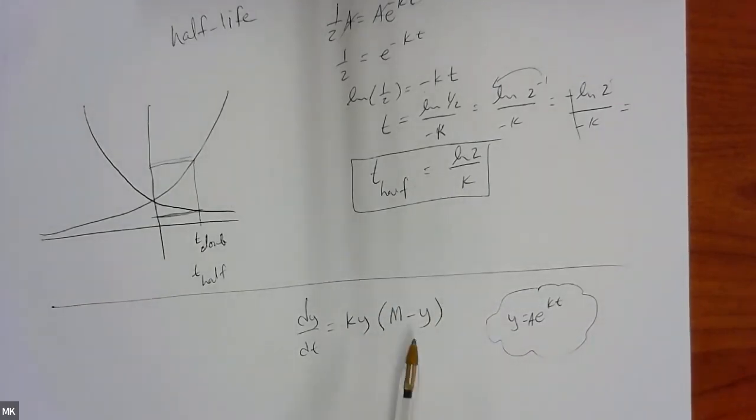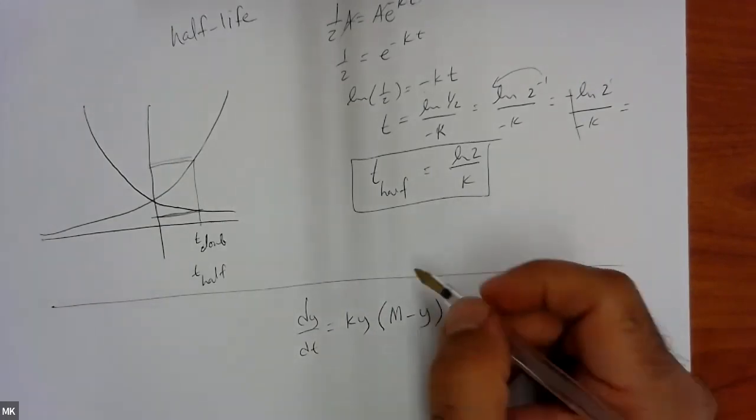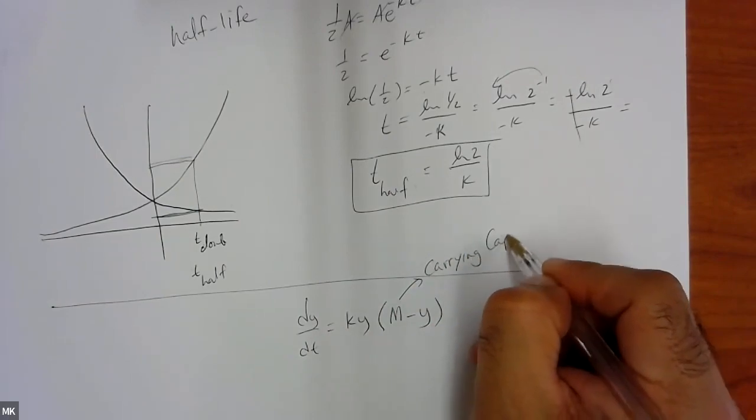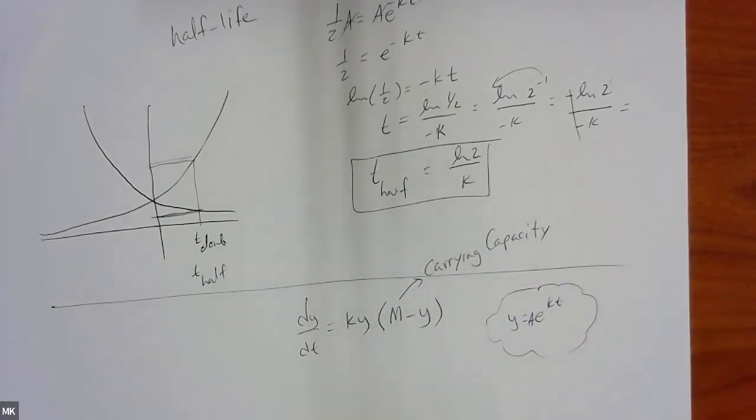We tame this model by introducing a factor m minus y, where here m is what we call the carrying capacity. In simple words, it's the maximum amount you can have for that population. So if the land can only hold 1 million people, then m would be 1 million, that kind of thing.